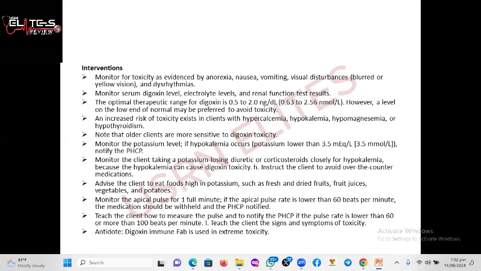For the potassium, let us all know it. I remember those days, people used to come and tell you that they met digoxin, and then they were asking which electrolyte affects digoxin levels. So we need to know this. Then you instruct the clients to avoid over-the-counter medications as well. Avoid the client eating foods that are high in potassium.